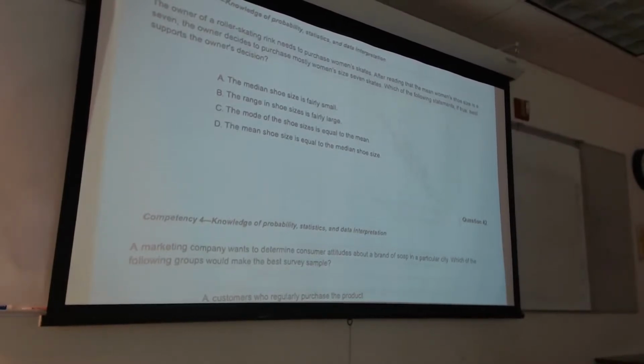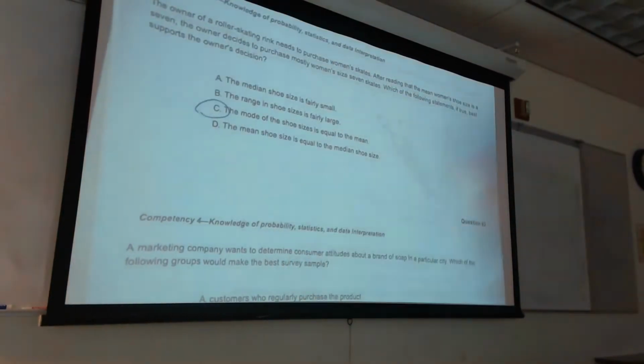By him saying the average shoe size is 7, so he purchases mostly 7, which one of these supports that? Do we agree? If he can say that the mode is also 7, then that supports it. But if he says the average is 7, but the mode is 9, then he's incorrect. He should probably purchase 9. All right.